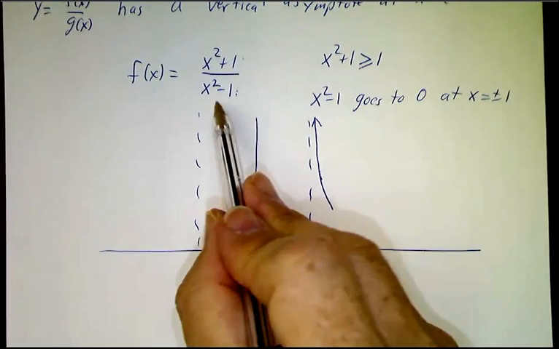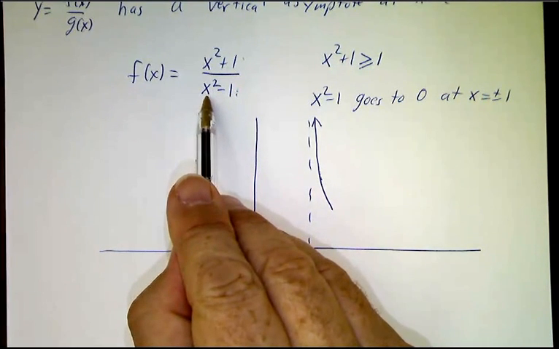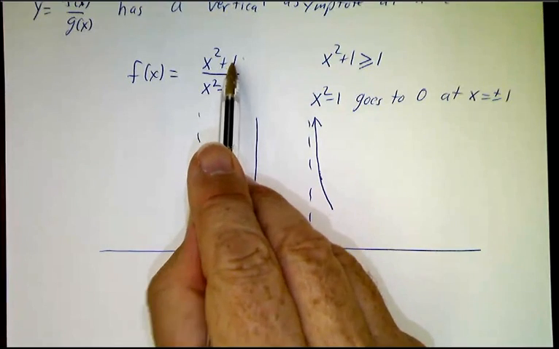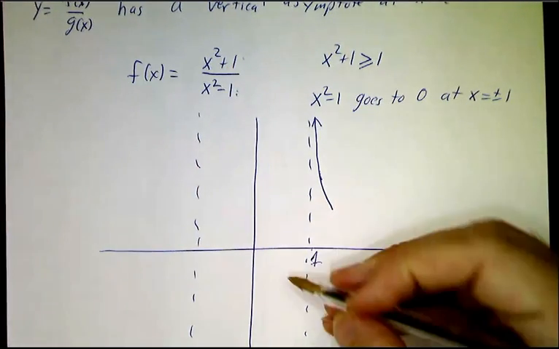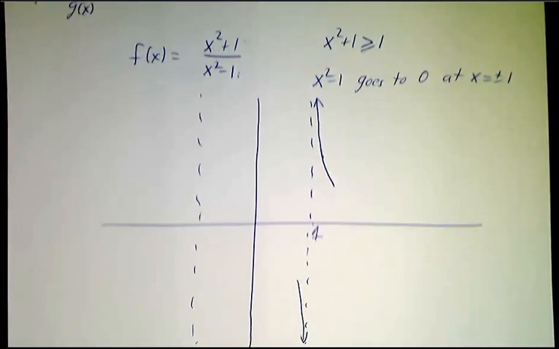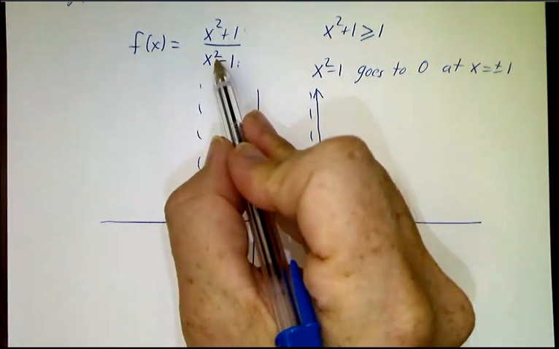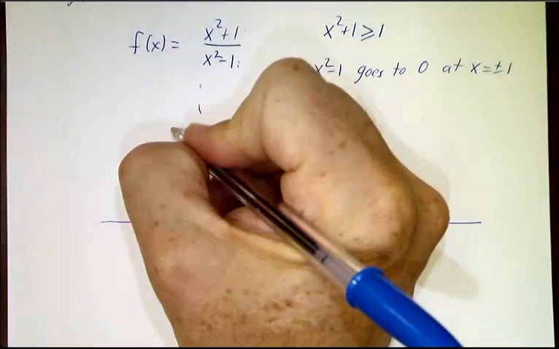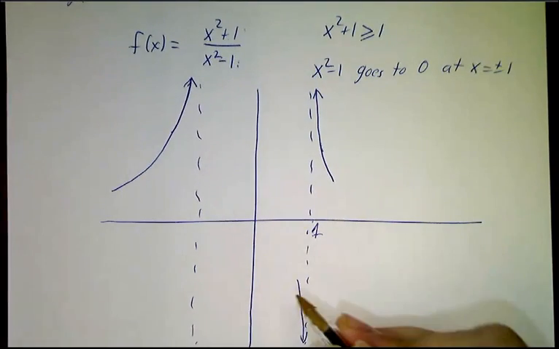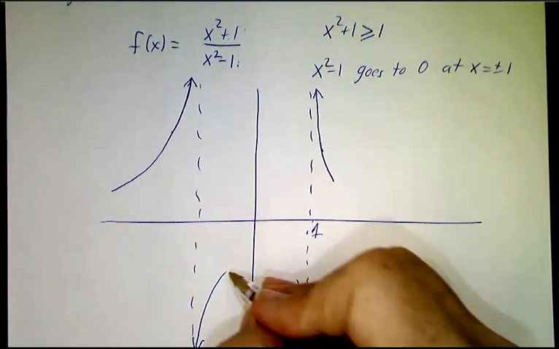When x is slightly less than 1, this is positive, but this is negative. 0.9999 squared is a little less than 1. Subtract 1, you get something negative. And take positive divided by negative, and you get something very negative. The same thing happens at the other end. If x is slightly less than negative 1, this is positive, and you go off to infinity. If you're slightly bigger than negative 1, you go off to minus infinity.